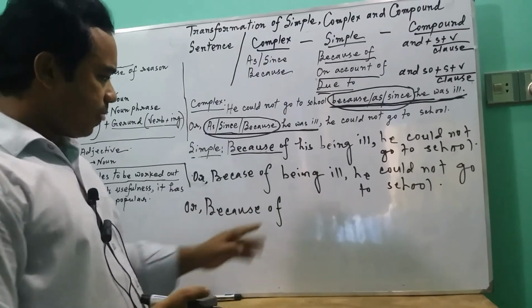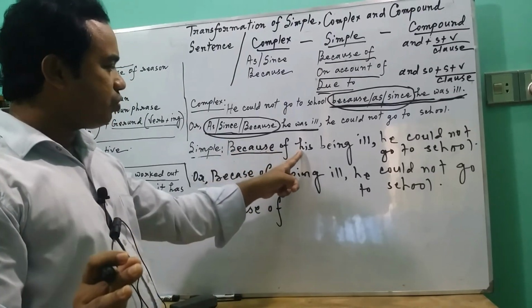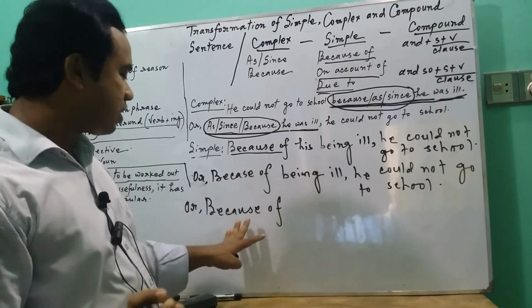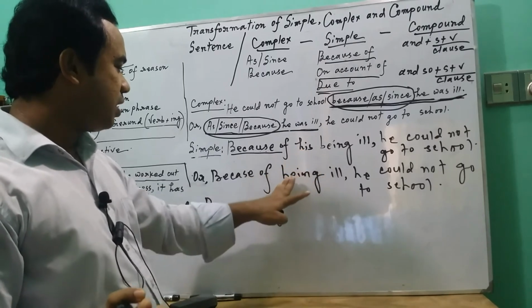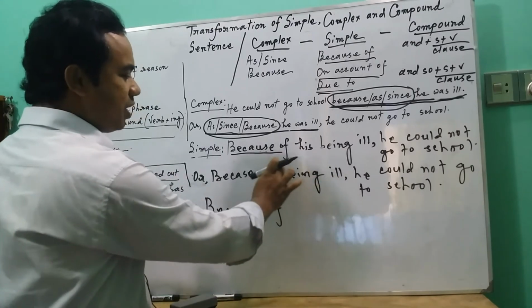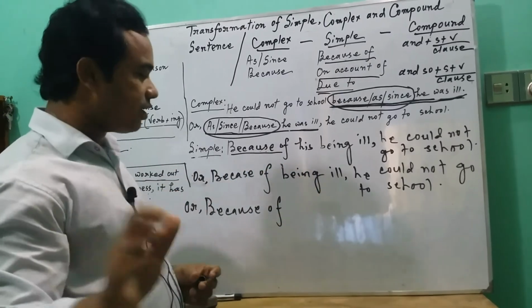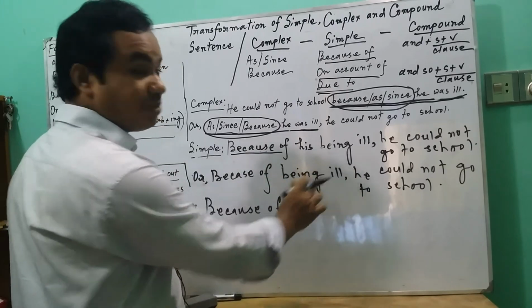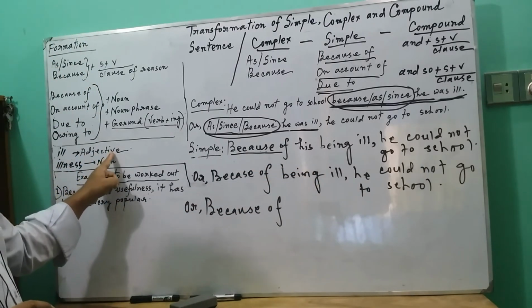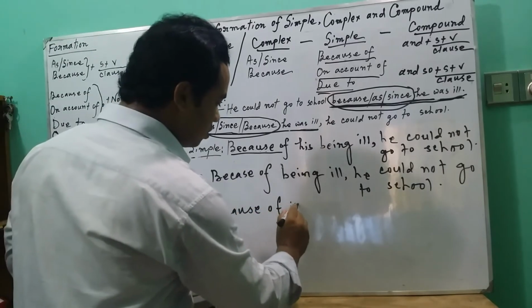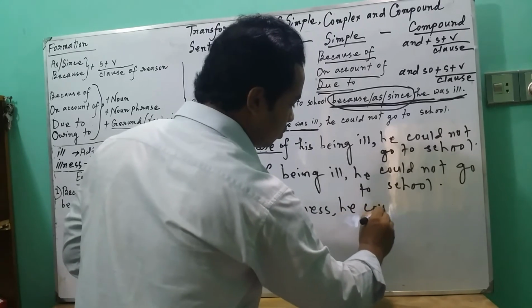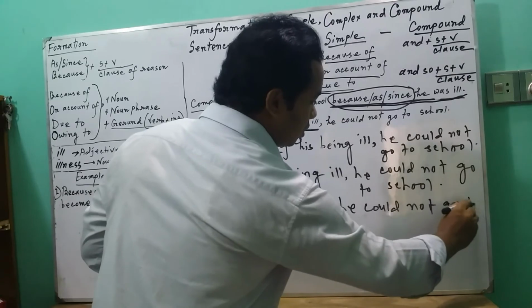Or, because of. Now in the first sentence I have used the possessive adjective of the subject, and in the second sentence I've omitted the possessive adjective, and in the third one I'm going to omit the gerund. Okay, as there's no be verb, we know that after a be verb we use an adjective, and I'm going to omit being, so it would be a noun. So what is the noun form of ill? Ill is an adjective, and its noun form is illness. Because of illness, and write the rest of the sentence: He could not go to school.